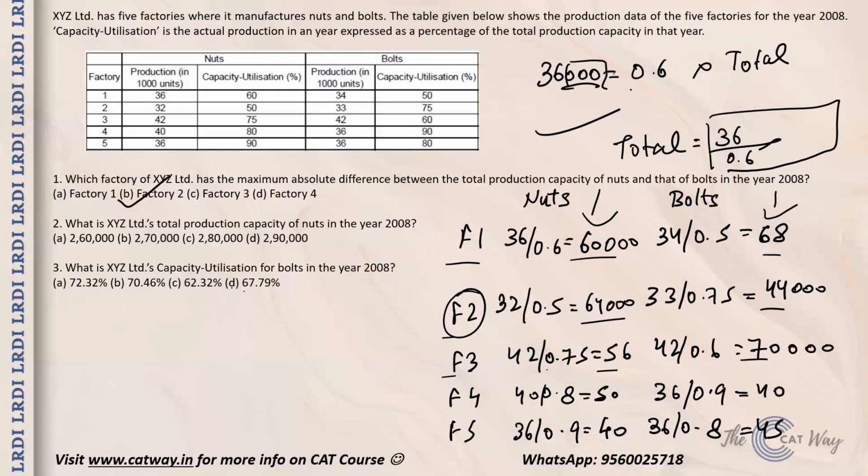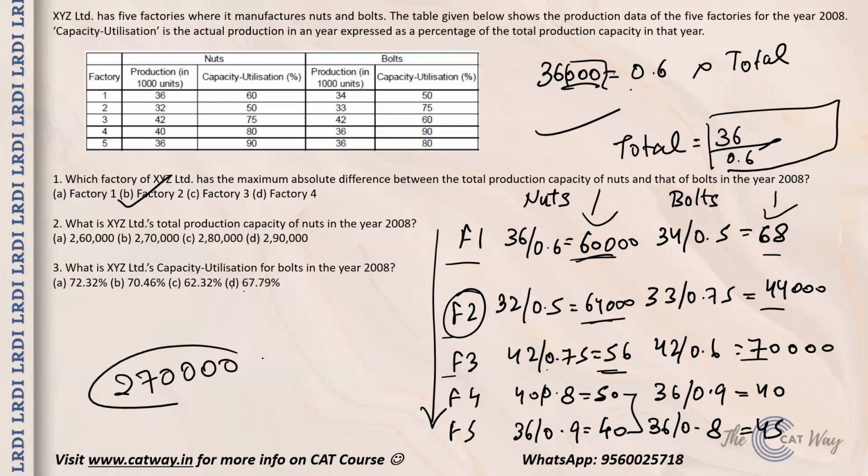Coming to question number 2: what is XYZ's total production capacity of nuts in that year? The total production capacity of nuts will be the sum of all 5 factories. So that is 60 plus 64, that is 124. 124 plus 56 will take you to 180. 180 plus 90 will take you to 270. Because it is in thousands, 3 zeros will be added. So the total capacity is 270,000. Option B is the right answer.